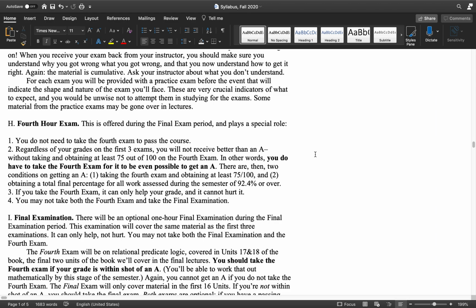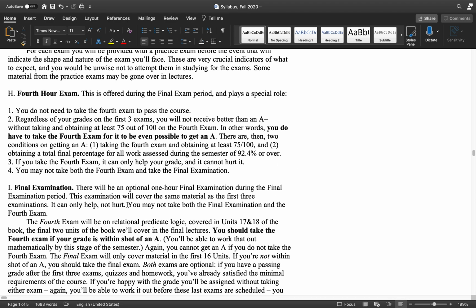You'd better calculate the points you have at that time, and if it works out that if you get 100 out of 100 for the 4th exam, your overall score would get you an A, so you'd be over 92.4% overall. If you ace the 4th exam, then you should go for it and take the 4th exam. But if not, you should probably not bother, because you can't get an A anyway.